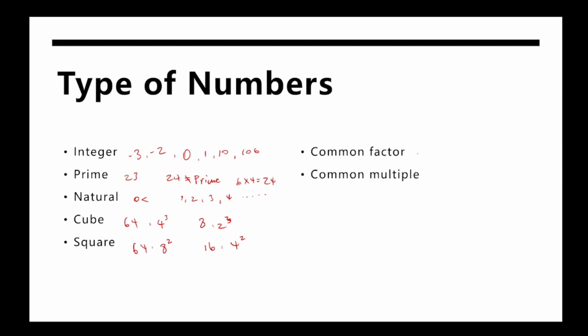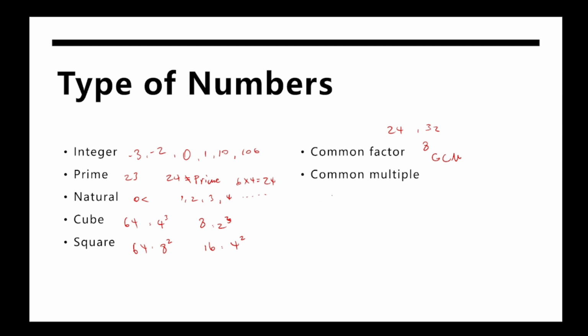Now move on to common factor. A common factor between two numbers is a number that can divide them both. A common factor between 24 and 32 would be 8, because 24 is 3 times 8 and 32 is 4 times 8. In the exam, you will see something like the greatest common factor, and in this case it would be 8.